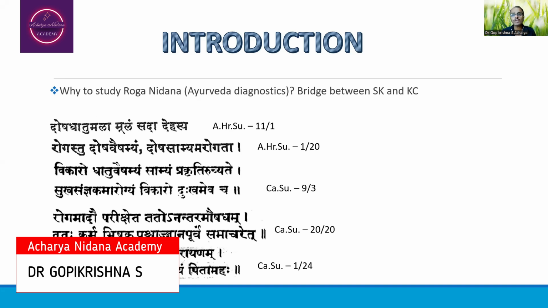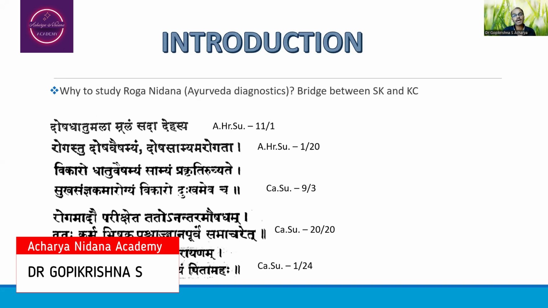As far as the importance of this particular subject is concerned, it is said, Dosha Dhatu Malamulam Sadadehasya. It is mentioned by Ashtanga Hridaya. Sushruta says, Dosha Dhatu Malamulam Shariram. That means the human body is composed of dosha, dhatu, and mala.